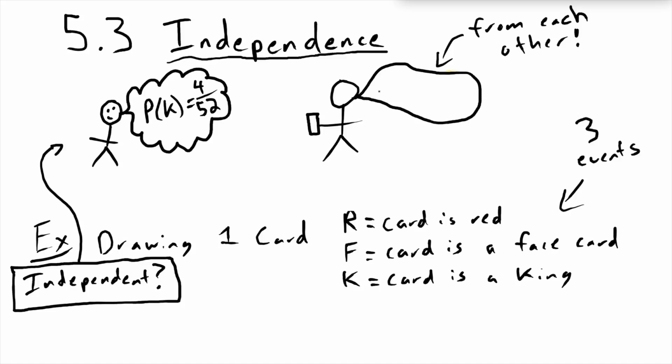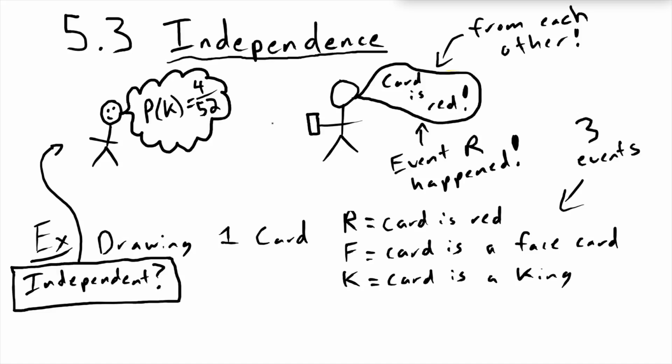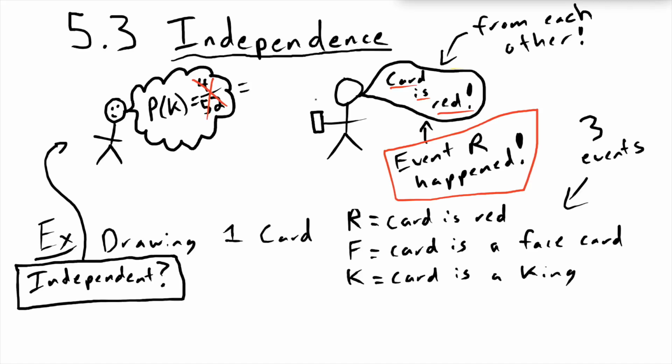And he, or she, is going to tell us that the card is red. They've basically told us that event R happened. So we want to know, what's the probability of K now? Did the fact that the card is red affect the probability that the card is a king? Now I know that there are only 26 red cards, and 2 of those cards are kings. So this was my before probability, before I knew that event R happened. This is my after probability.